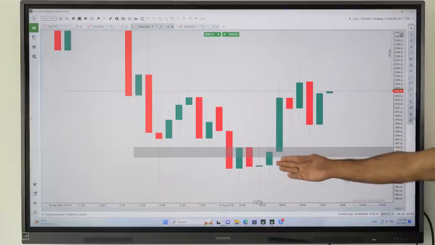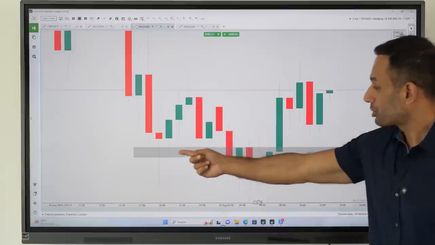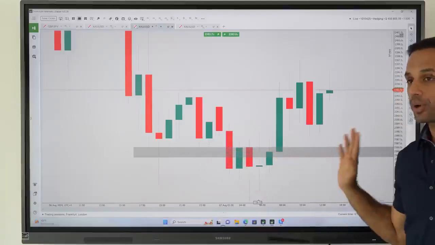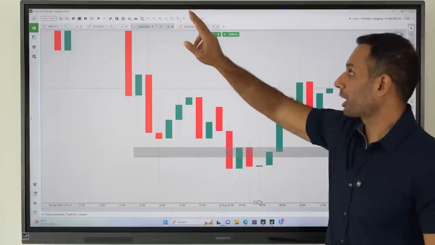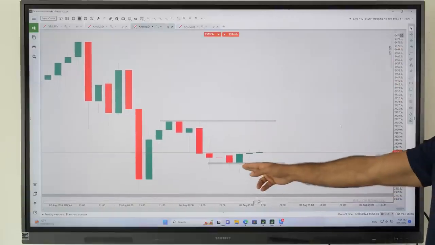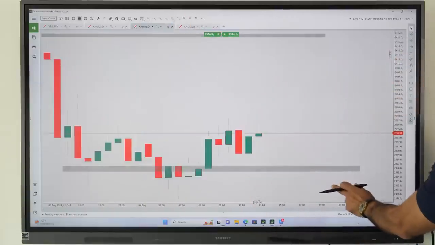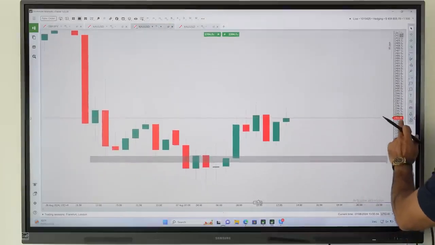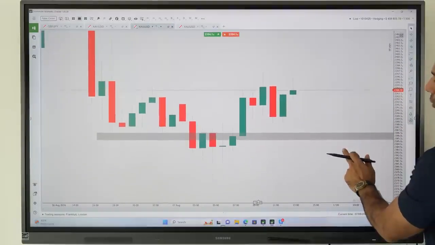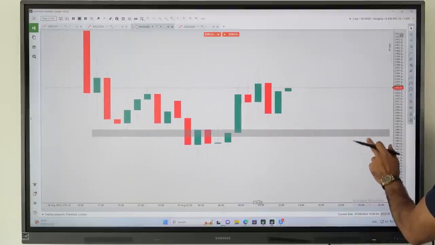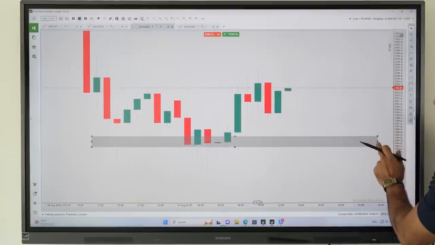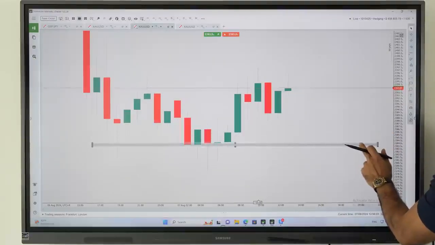Now, looking at the 1-hour, you can see how this zone is overlapping the 1-hour candles, right? When we looked at the 4-hour time frame, it made sense to zone right over here below the candles. Looking at the 1-hour time frame, now we see that the zone is overlapping the candles right over here. One thing I have to stress here is that now we have to adjust the zone right here.